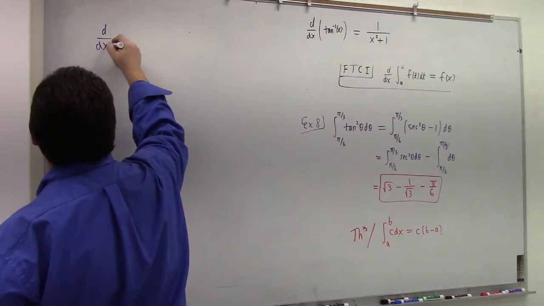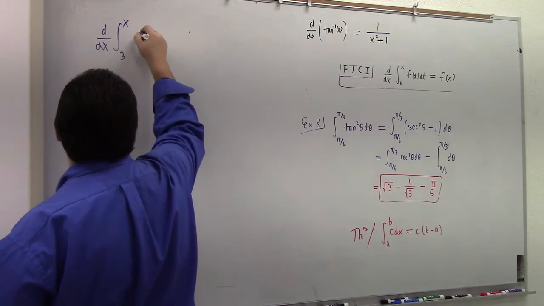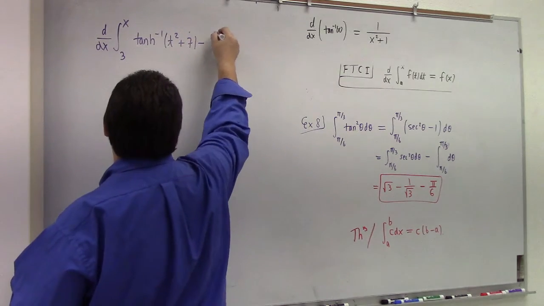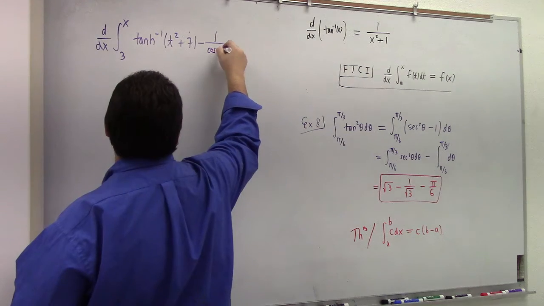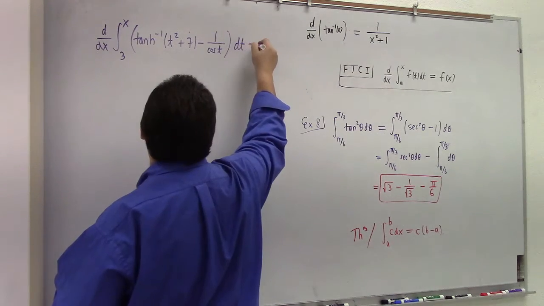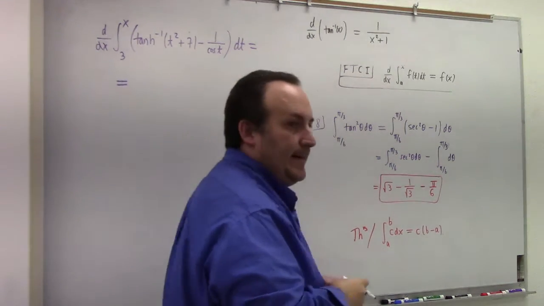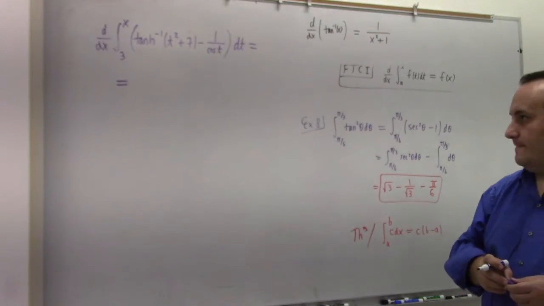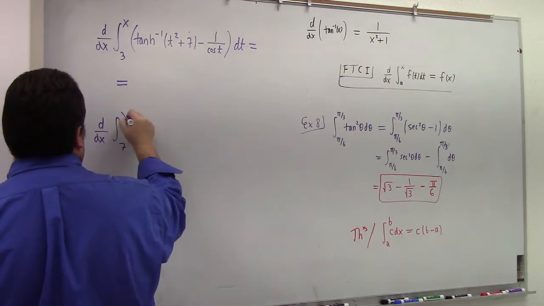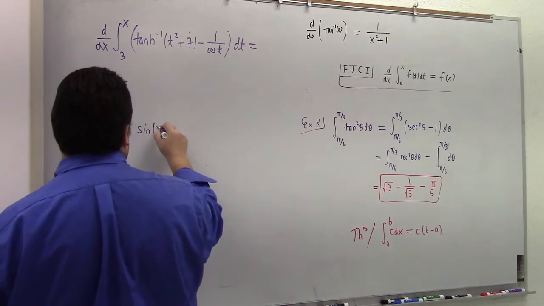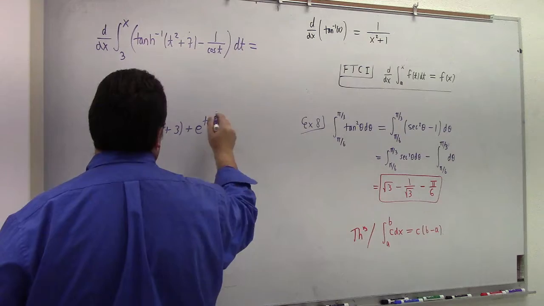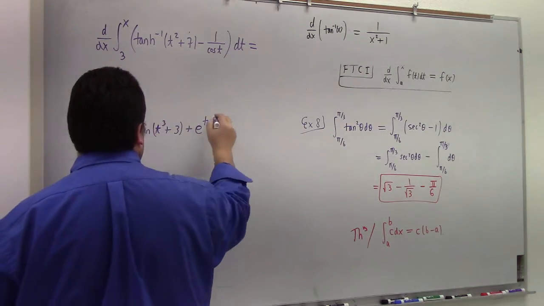Calculate the derivative with respect to x of the integral from 3 to x of inverse hyperbolic tangent of t squared plus 7 minus 1 over cosine of t, dt. Next example, d dx of the integral from 7 to x of the sine of t cubed plus 3 plus e to the tangent of 2t. Oh, that was supposed to be t, sorry.